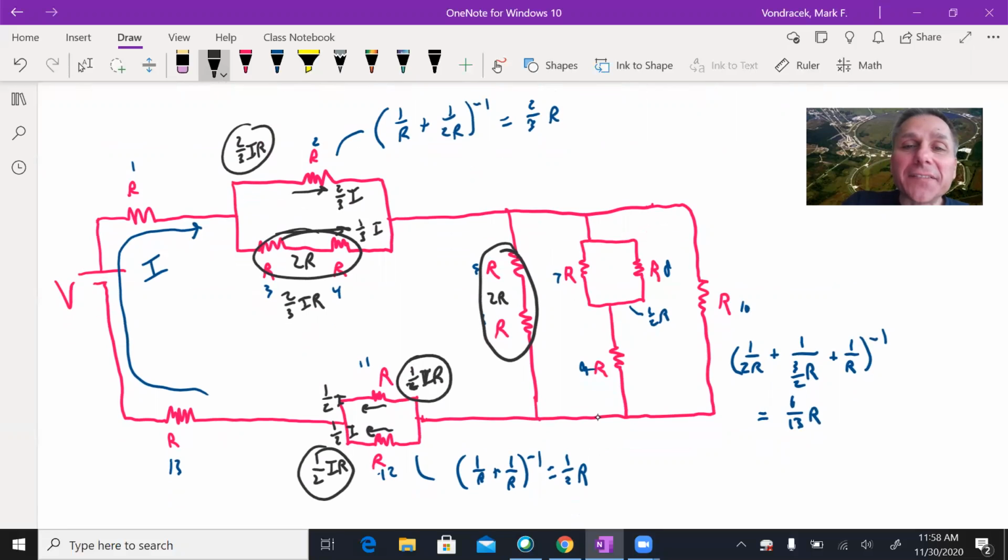Coming down this left branch here, we have a voltage of 6/13 IR divided by 2R, the resistance on that branch. The R drops out and a factor of 2 drops out. That's going to give us 3/13 I. Funny number. Let's take the far right branch over here.